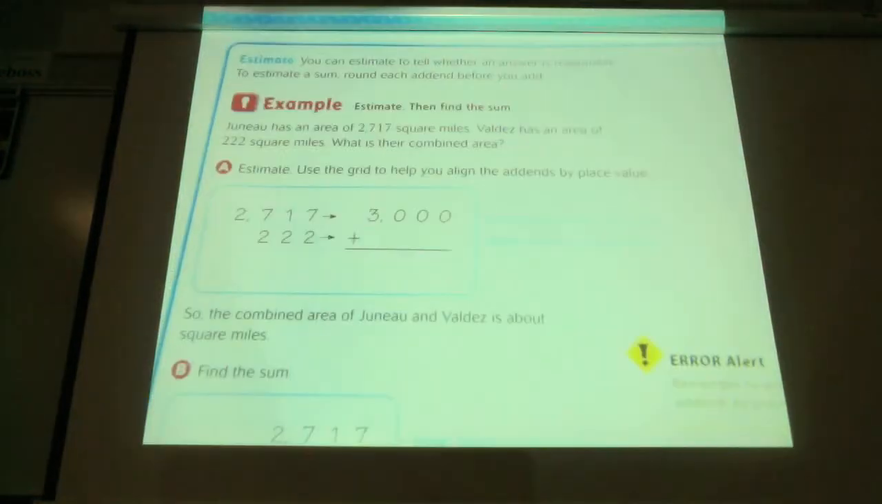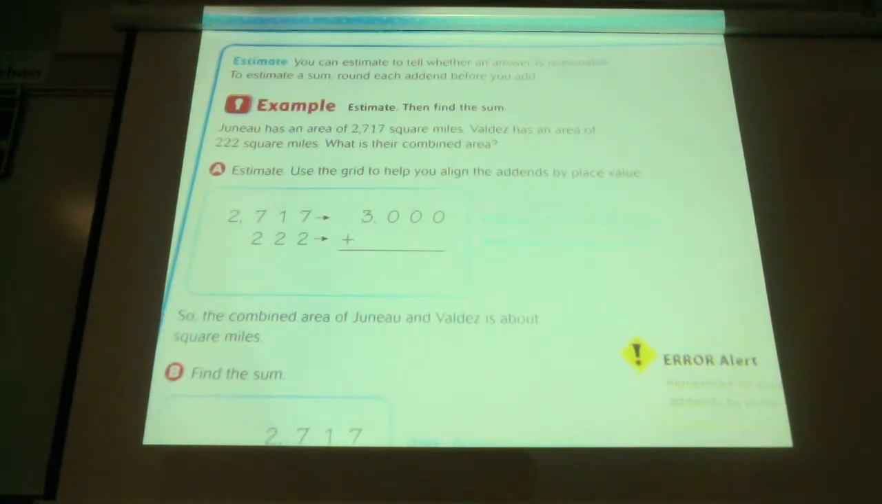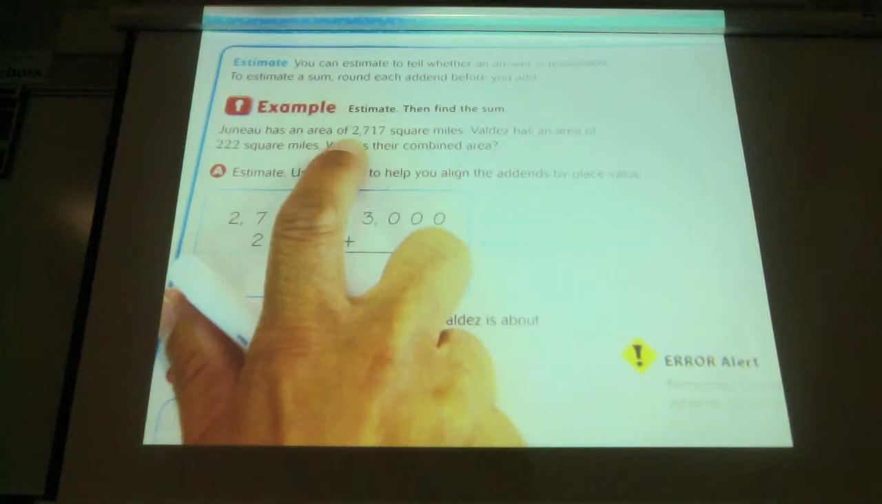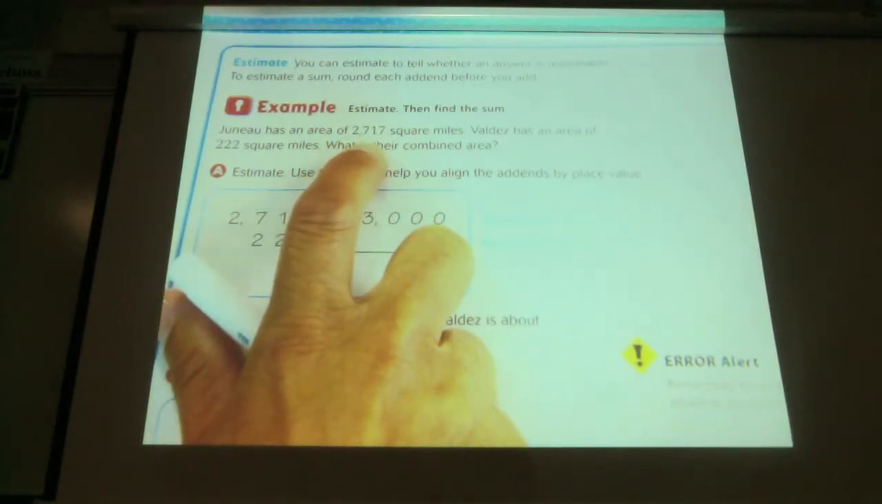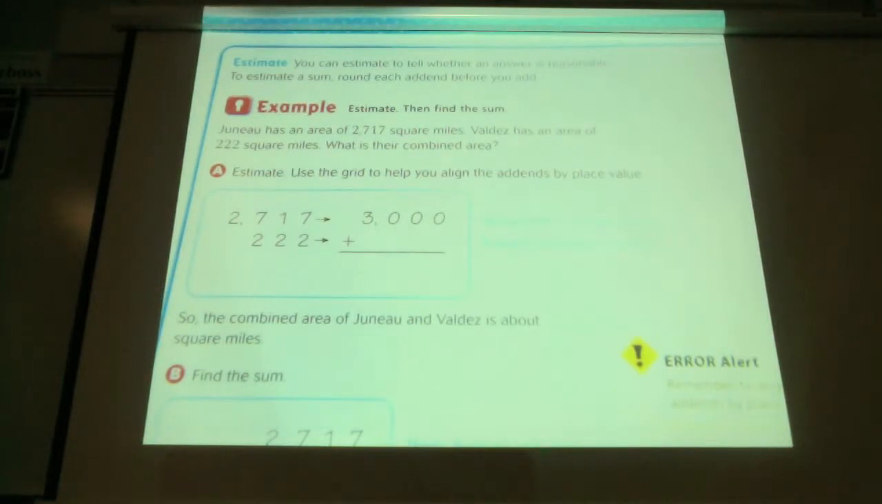656,425. Very good. On these problems, we're going to be estimating, which goes back to rounding. You guys remember rounding last week? Yes. Okay, so we're going to be doing some rounding here. Juneau has an area of 2,717. That's much better. Valdez has an area of 222 square miles. What is their combined area?